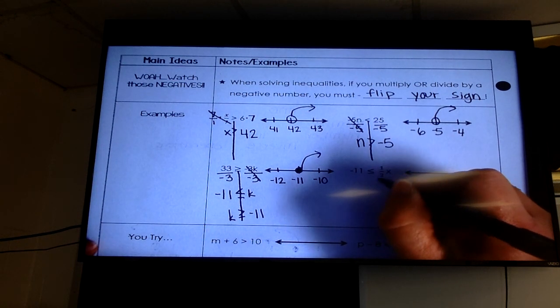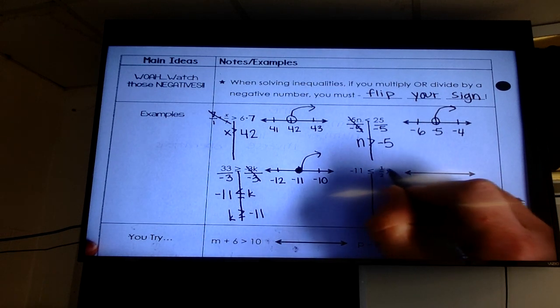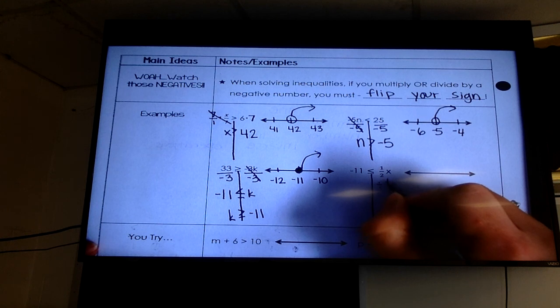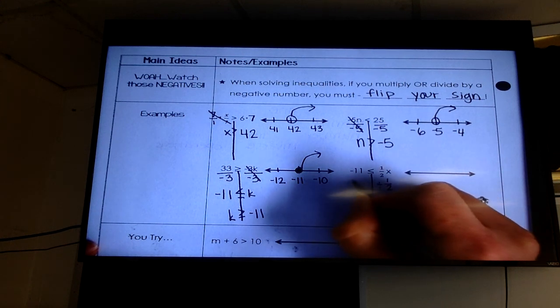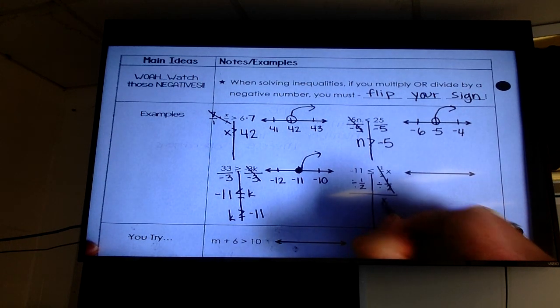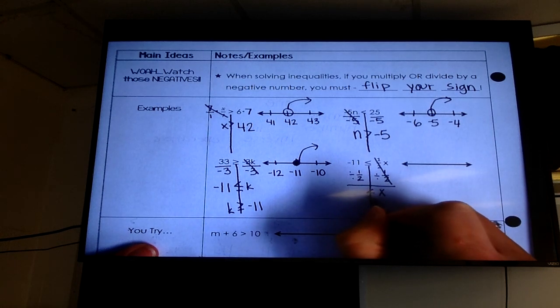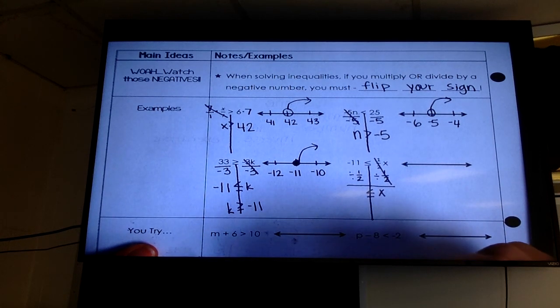Okay, one last time. Negative 11 is less than or equal to 1/2 x. All right, I'm going to drop my line from the inequality sign. Again, these are next to each other. 1/2 is next to x. And when they're next to each other, that means multiplication, which means I need to divide both sides by 1/2. Any number divided by itself is 1. I divided by a positive, so I'm going to leave my sign the way it is.